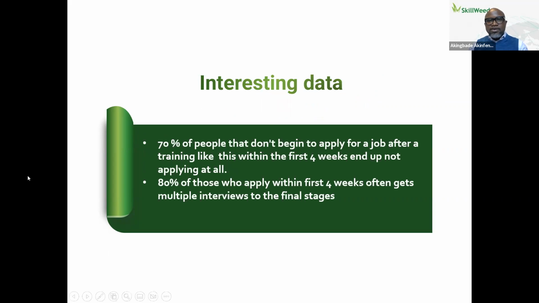Interesting data: 70% of people who don't begin to apply for a job within 4 weeks after a training like this end up not applying at all. That's a sad number. 80% of those who apply within 4 weeks often get multiple interviews to the final stage. So as we progress, we'll commit to you that we'll maximize and give the best we can. We just want the same commitment: put in the time, put in the work, and good things always show up at the end of the day.